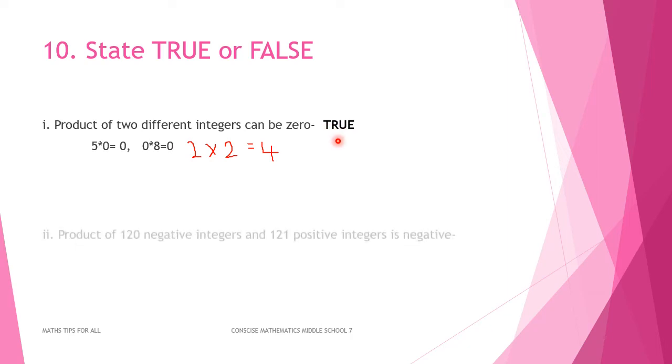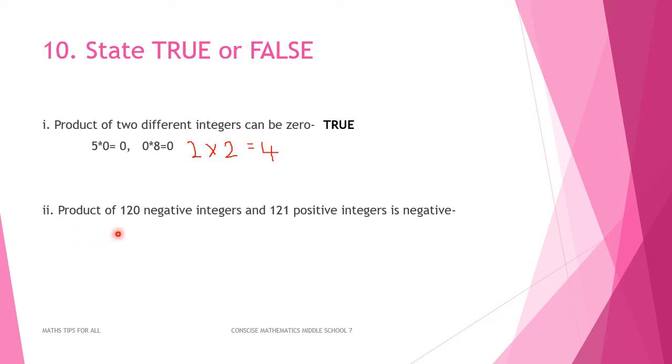Let's move on to the second statement. Product of 120 negative integers. So we are taking 120 negative integers such as minus 1, minus 2, minus 3, minus 4, minus 5, minus 6, minus 7, and so on up to 120 integers. And we are taking 121 positive integers: 1 into 2 into 3 into 4 into 5 into 6, and so on.